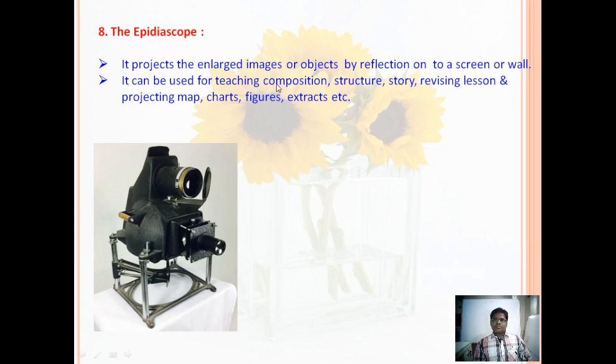What happens in composition? Particular words and sentences are given, you display them in the class and students write themselves. Some grammatical or word structures will be there. Then you can narrate any story, you can revise the lesson, and if you are a teacher of the English language, you may project maps, charts and figures for learning English, because learning happens 83% through sight only.